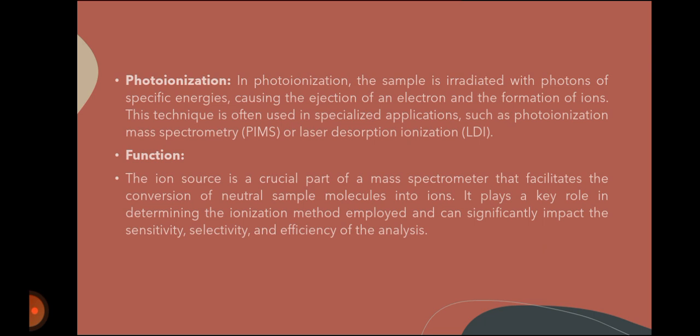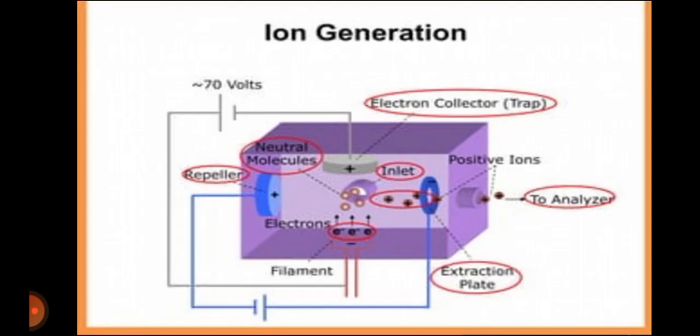The ion source is a crucial part of mass spectrometry that facilitates the conversion of neutral sample molecules into ions. It plays a key role in determining the ionization method employed and can significantly impact the sensitivity, selectivity, and efficiency of the analysis. This is the ion generation diagram, showing how ions are generated or ionized in mass spectrometry.